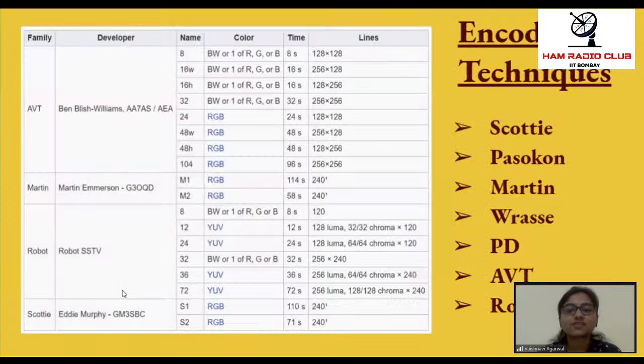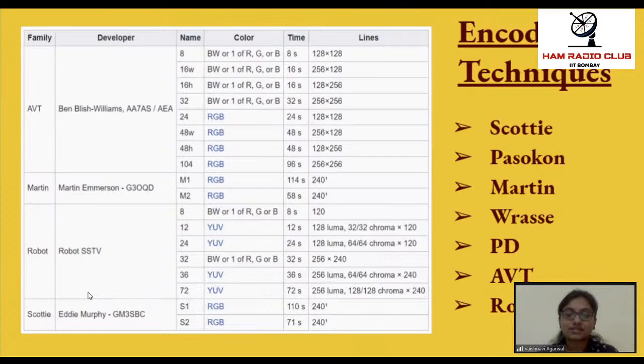There are different types of encoding procedures, which are called modes. Now, there are a number of different modes, but the most common ones are Martin M1, which is popular in Europe, and Scotty S1, used mostly in the USA. Using one of these, an image transfer takes 114 or 110 seconds. Some black and white modes take only 8 seconds to transfer an image.